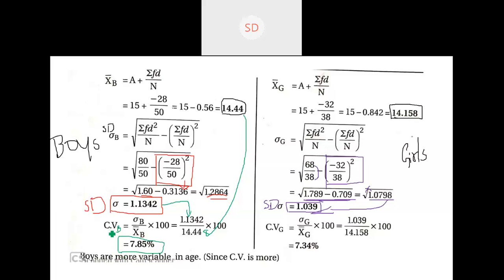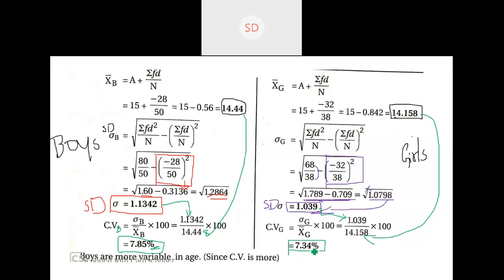Similarly, for girls also. Now, standard deviation is 1.039. That's taken directly from here. And arithmetic mean of 14.158 is considered into 100. The coefficient of variation is 7.34. Now, if you consider both of them, the lowest value of coefficient of variation is 7.34, that is of girls. So what are we trying to say with this percentage?